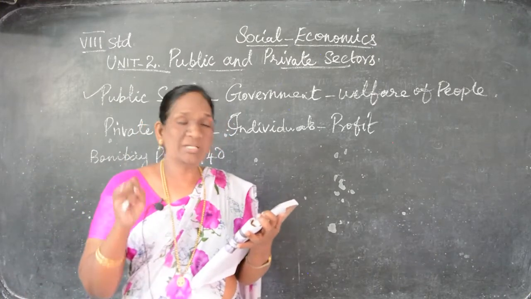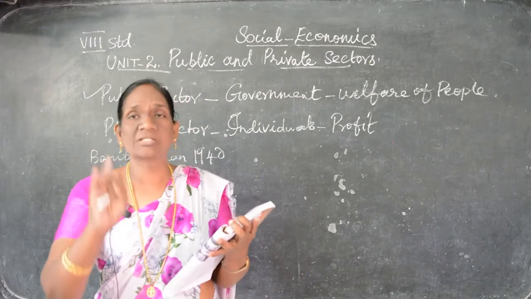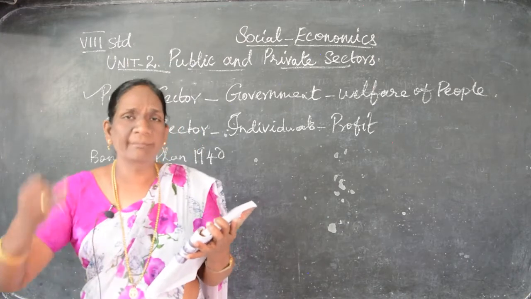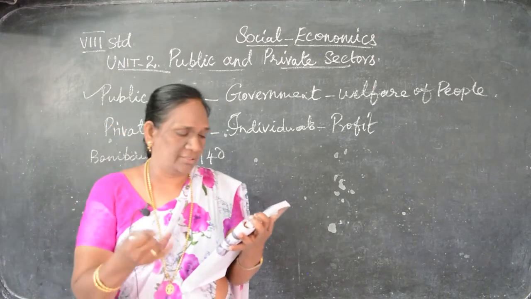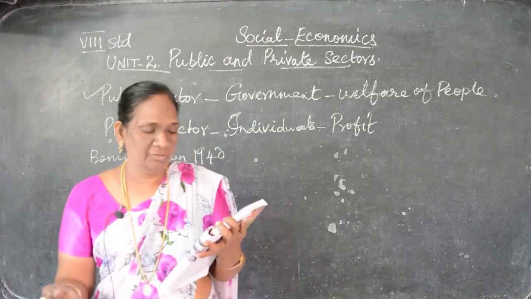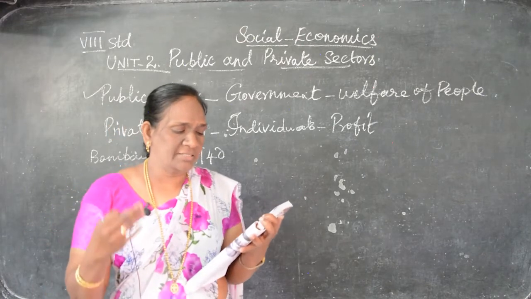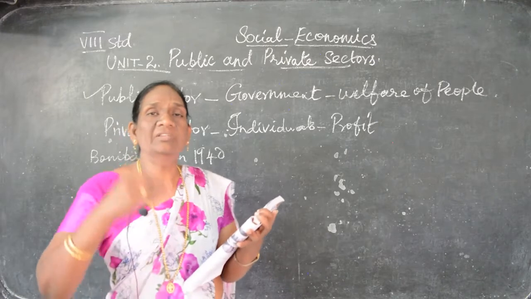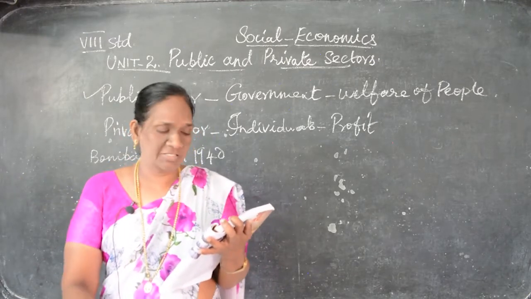Second one, to generate financial resources for development. What is finance? Money. Understand? Good money, lots of profit should come, so they started. And the third one, to promote redistribution of income and wealth. Wealth and income should be distributed, that is redistribution.